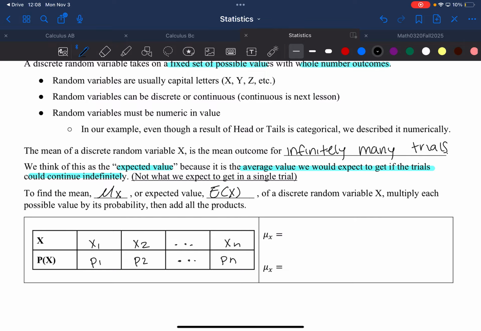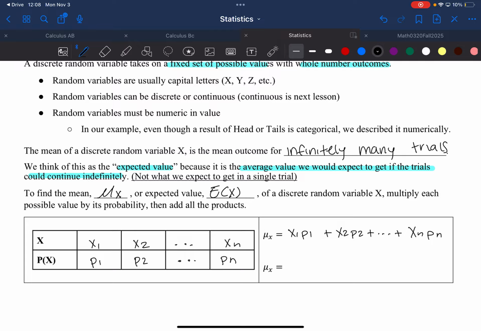In order to find mu sub x, we take the x value and multiply it by the probability. So it would be x1 times P1 plus x2 times P2 plus all the way until we get xn Pn. Okay, so if we have 5 x values here, then it's going to be x1, p1, all the way till x5, p5. Okay, that's what that x sub n, p sub n represent. How many total possible outcomes are in our trial?